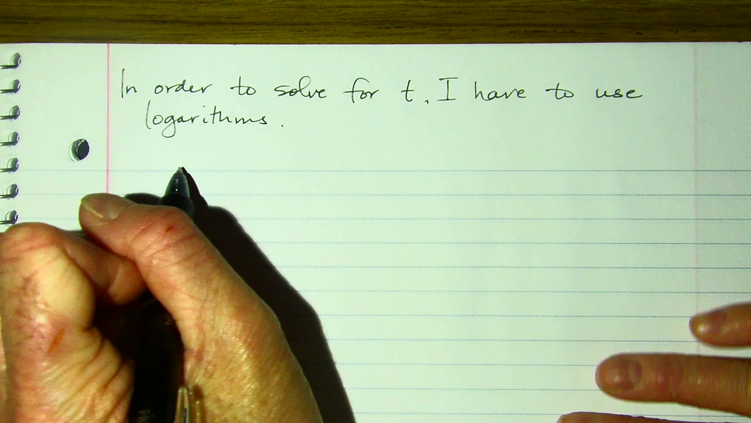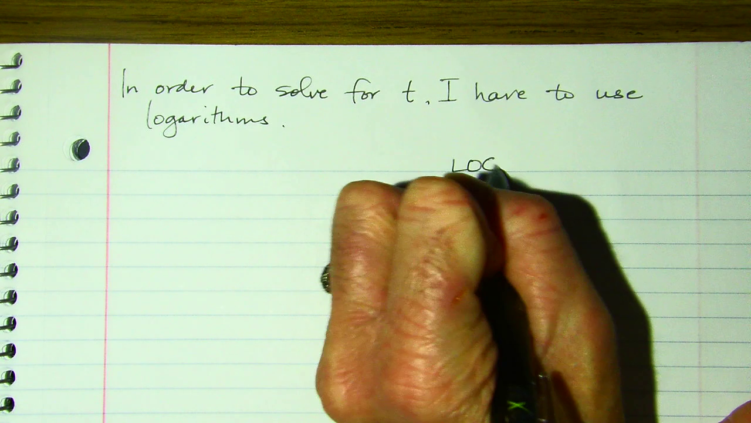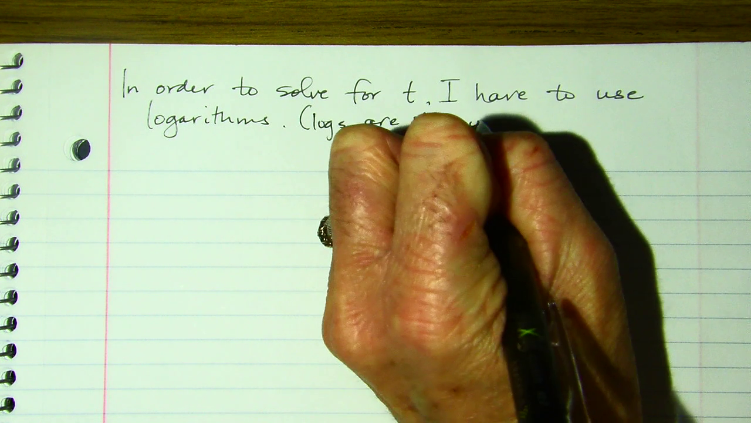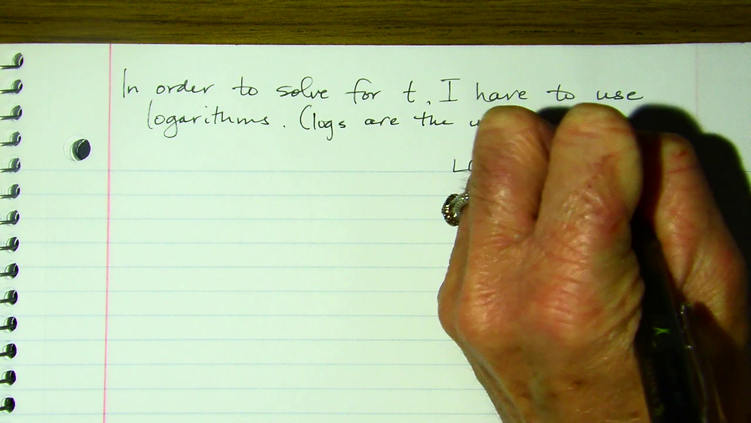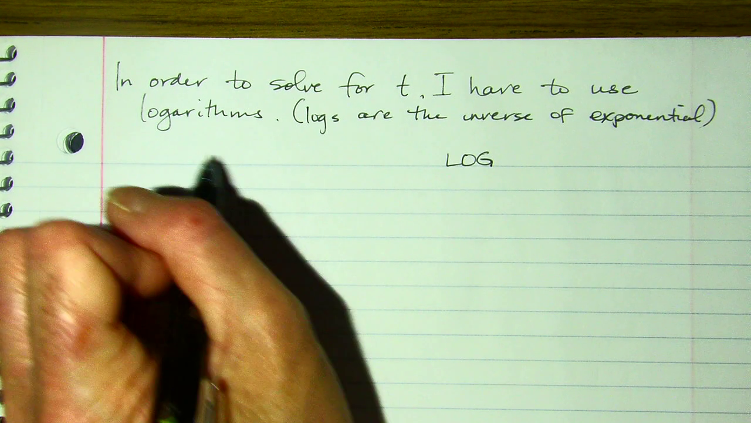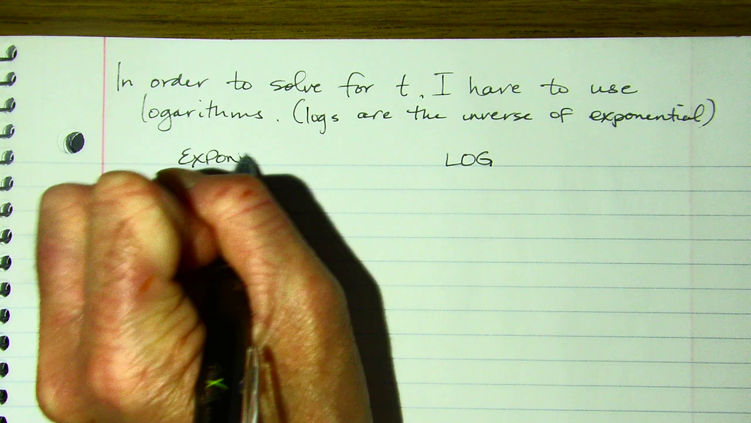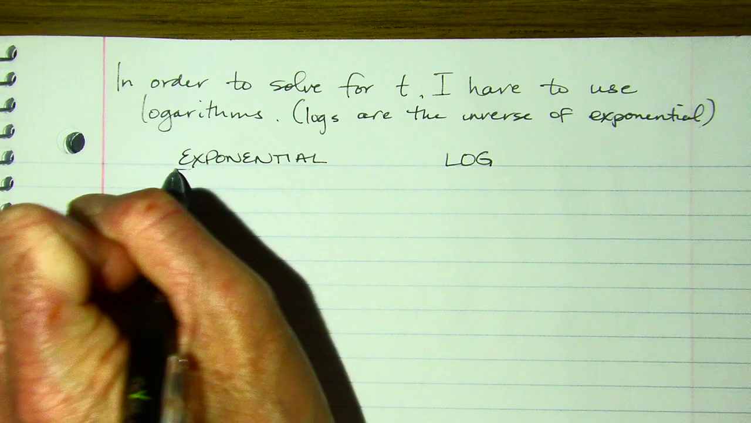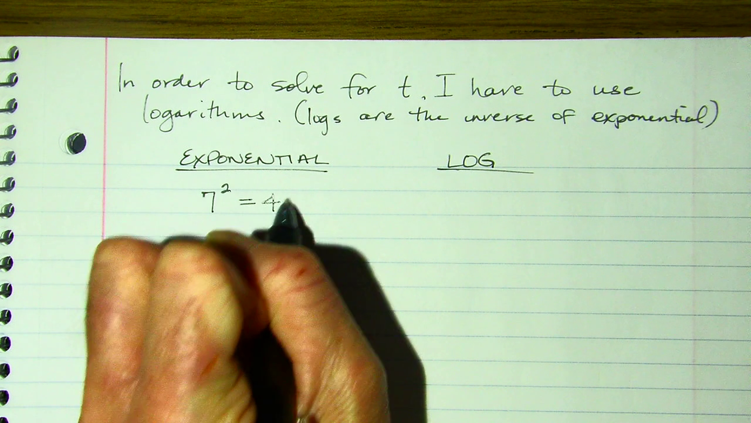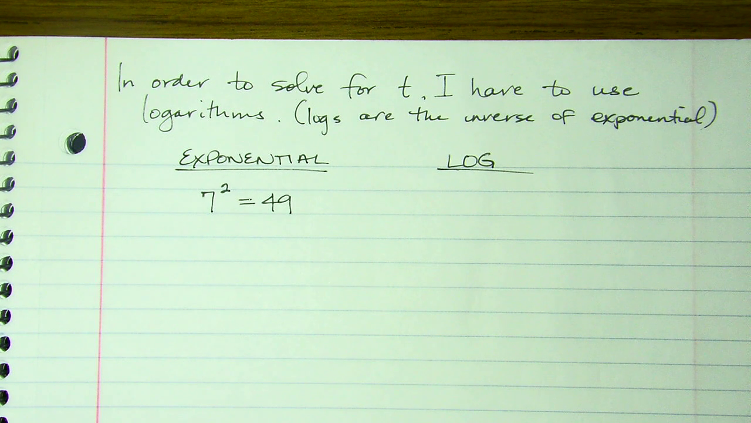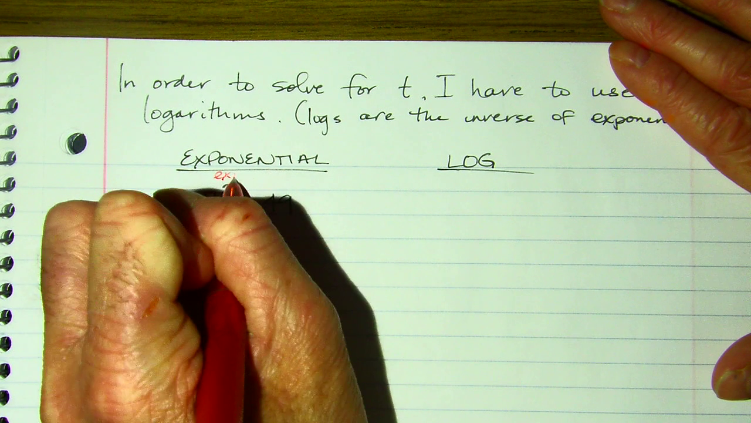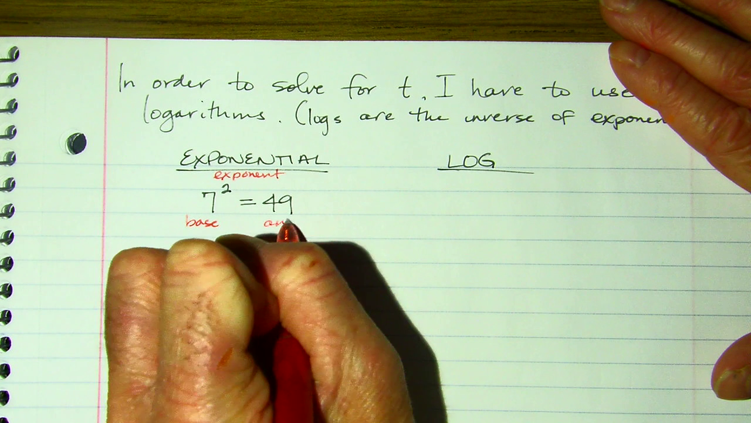So logs are the opposite or inverse of exponential. And so I need to go over with you how to write something in exponential form into log form. So I'm going to write a column for exponential and a column for log. So if I have 7 squared equals 49, there are 3 components to that problem. 7 is my base, 2 is my exponent, 49 is my answer.